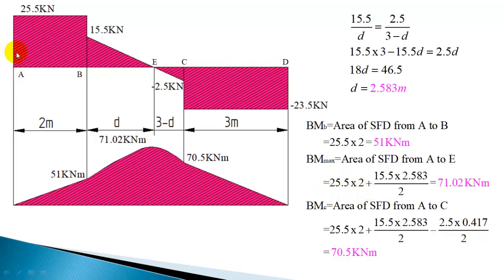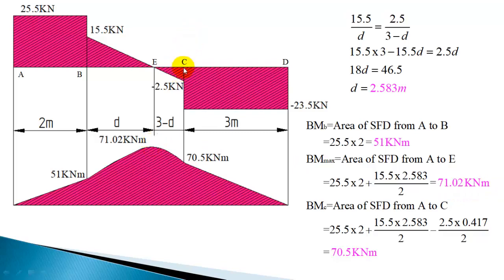25.5 into 2, this area, plus triangle area is 15.5 into 2.583 divided by 2. So that will give 71.02 kilonewton meter. So that will be the peak bending moment.